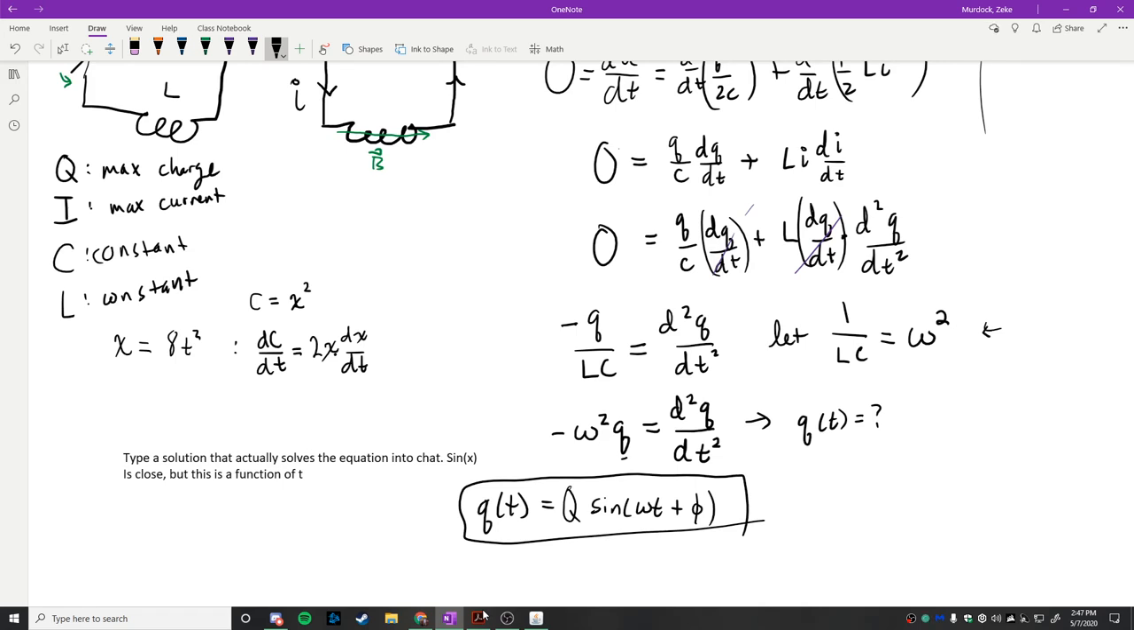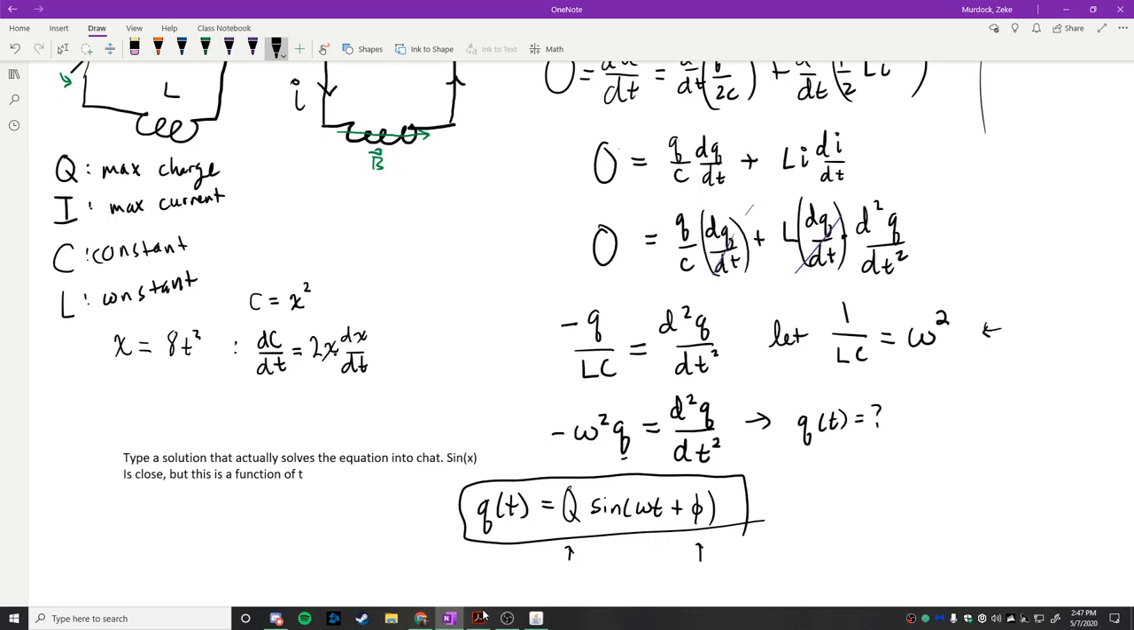Yeah, I muted myself. That's the solution. So sine of omega t is close. Yep. You can also have some kind of a phase constant on the outside, and you can also have the maximum charge out here. That represents the charge on a capacitor in a moment in time. It's given by this expression right here, basically.